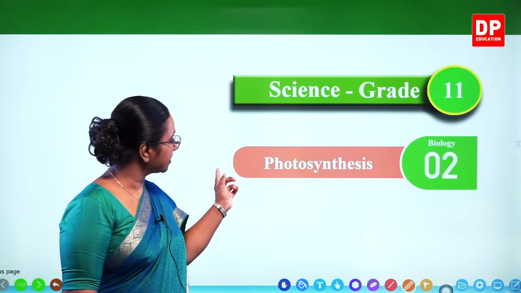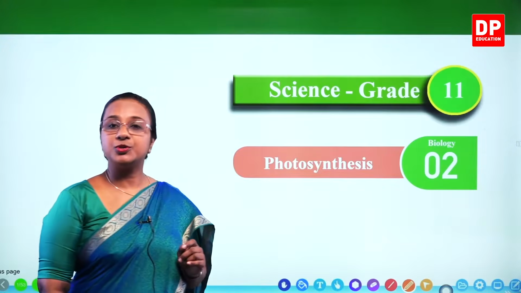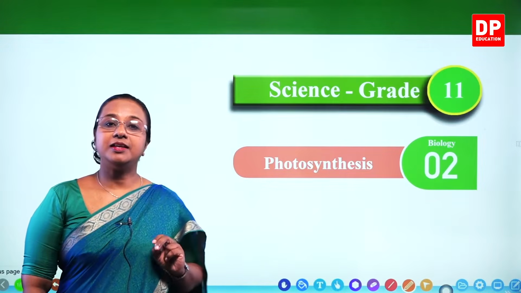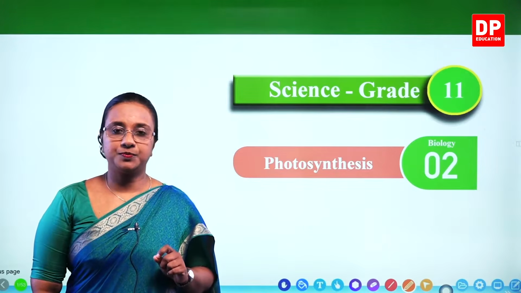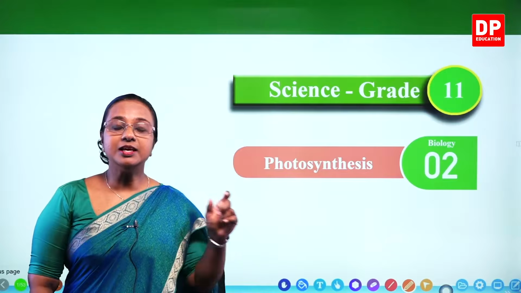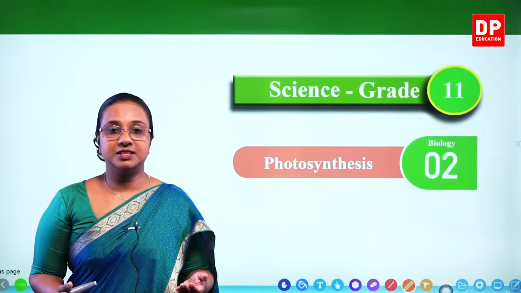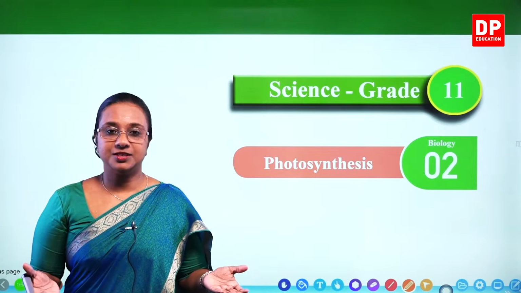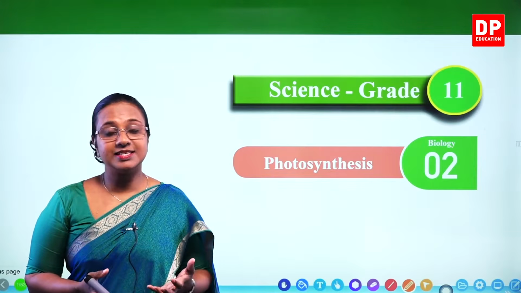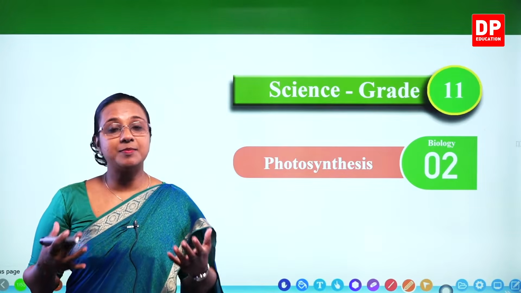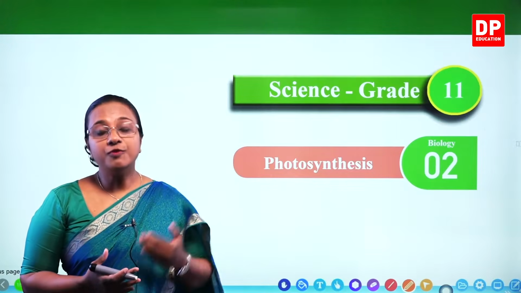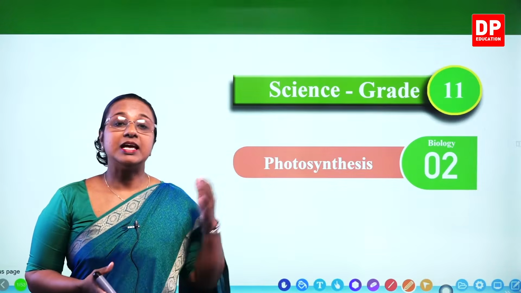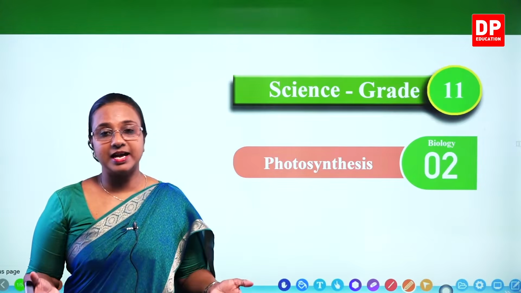First we will discuss the term photosynthesis. We can break it into two components. What is the meaning of photo? It usually refers to light or light energy. And when we say synthesis, that means there is something being produced. So here, food being produced in the presence of light.